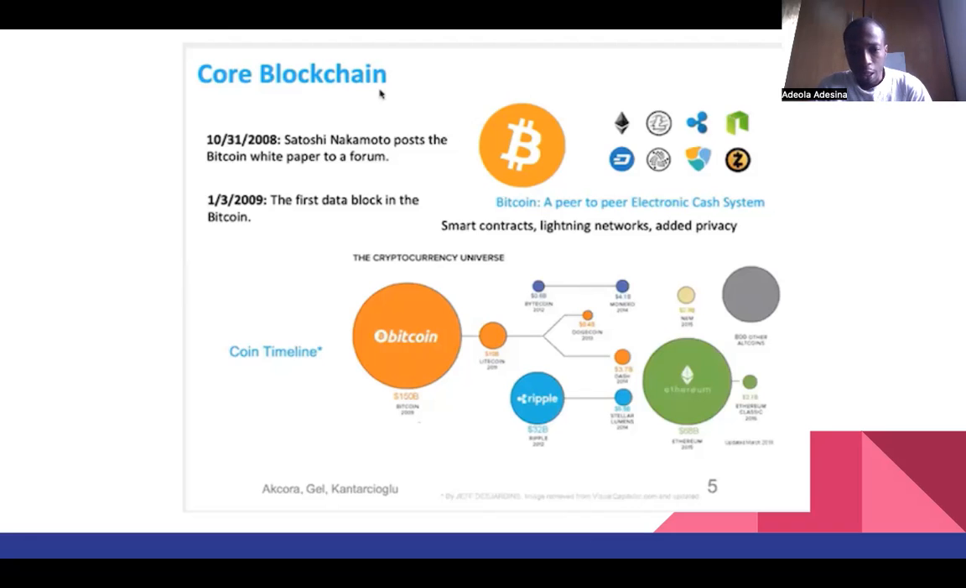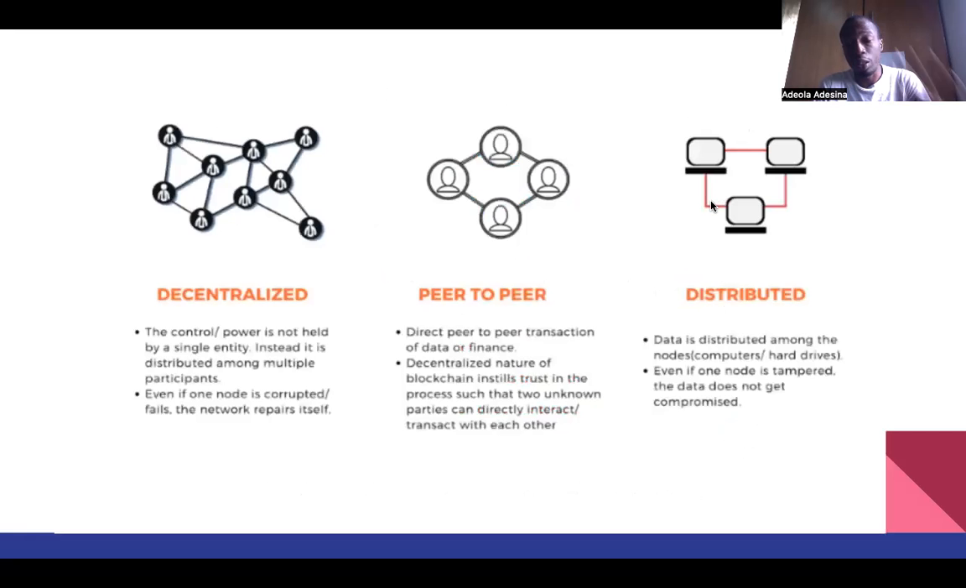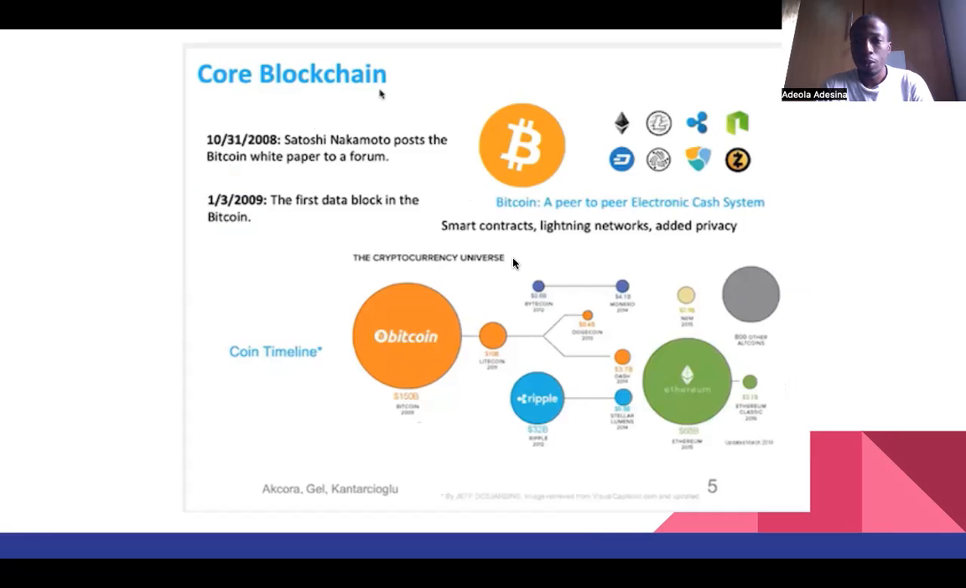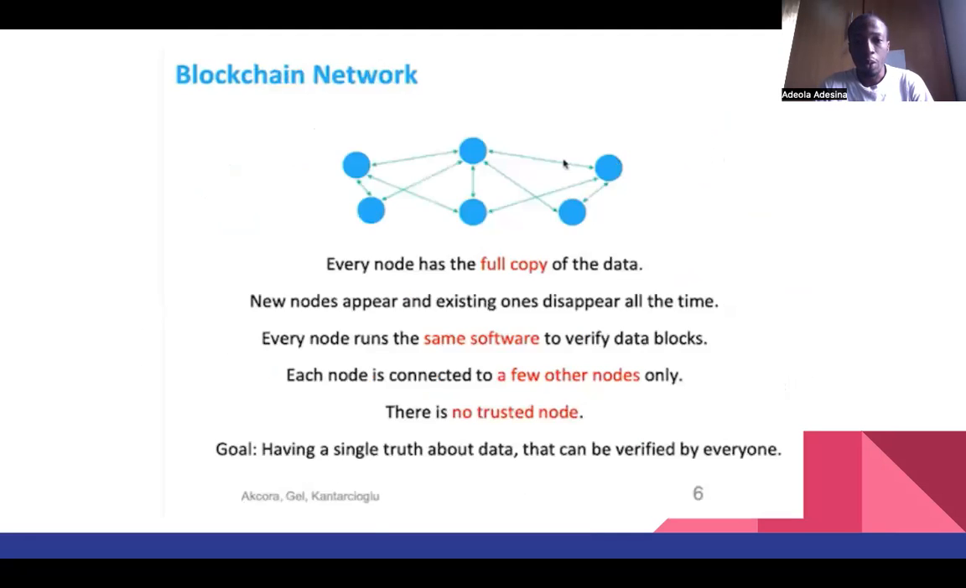So let's look at the timeline. Here we had Bitcoin, here we had Litecoin, much later we had Ripple, then we had Dogecoin, then we had Stellar, then we had Ethereum. Bitcoin is called a peer-to-peer electronic cash system, right? Once again, it's peer-to-peer. So it's a peer-to-peer electronic cash system where I can send you Bitcoin and you can send me money from anywhere in the world, right?